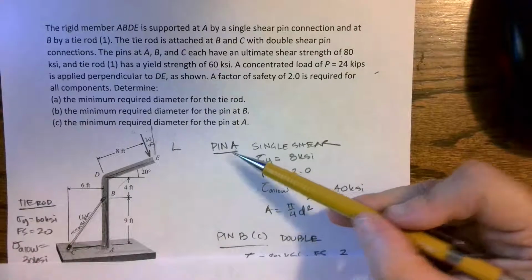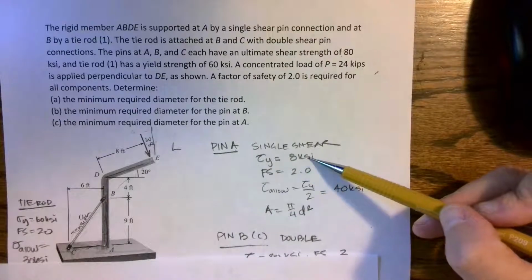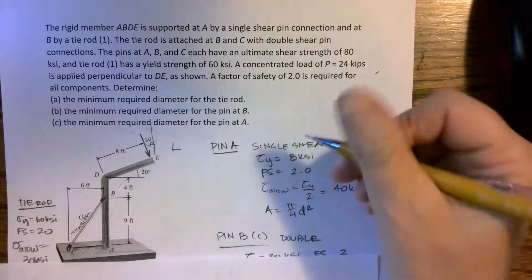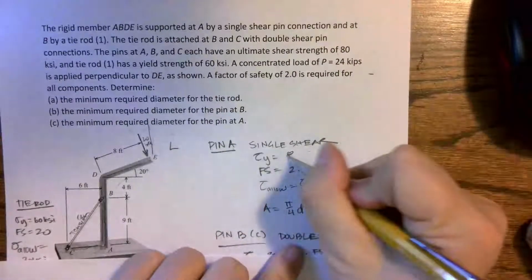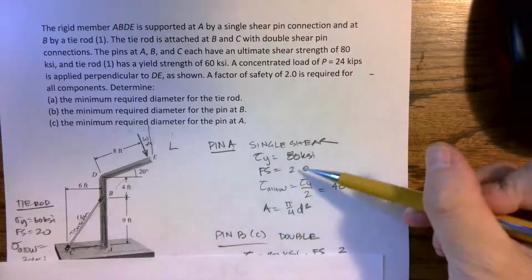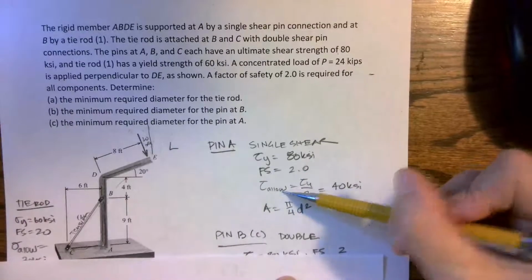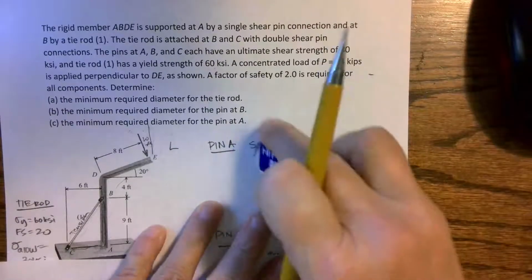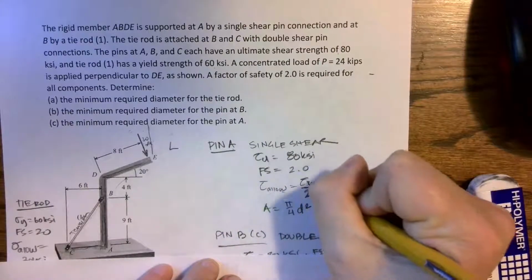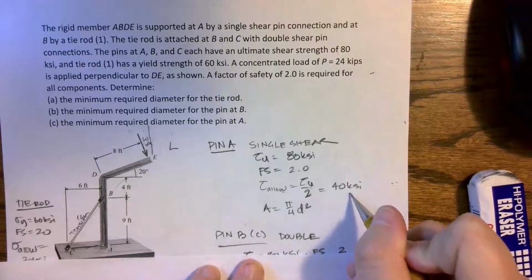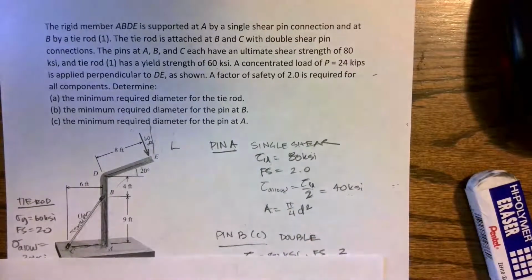So we have pin A. Pin A is single shear. It has a shear ultimate stress of 80 KSI. See, I can't even copy correctly. 80 KSI. And a factor of safety of 2. So our allowable, the shear stress that we're allowed, is that ultimate divided by a factor of safety of 2. So we have an allowable stress of 40 KSI. I also know that my area of pin A is going to be pi over 4 d squared.